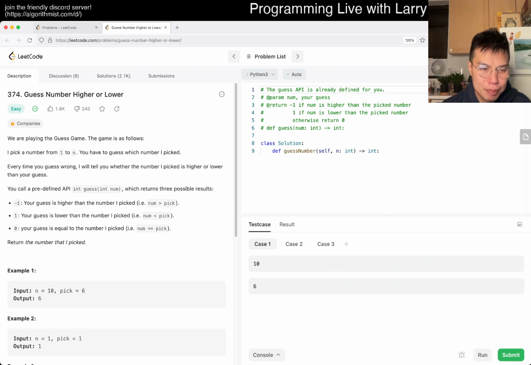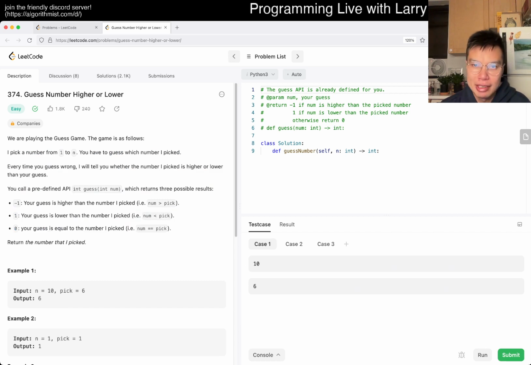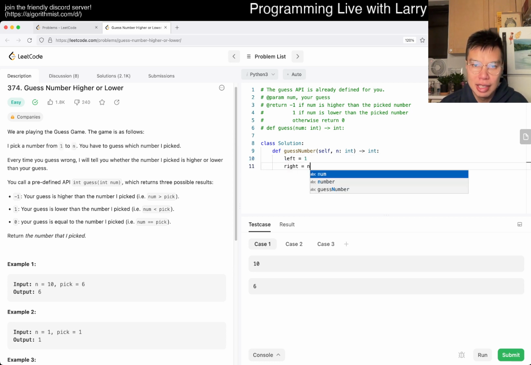Okay, let's see. I mean, this is clearly just binary search, and definitely you need to practice this. So let's play around with this. What can n go? Oh, n is from 1 to n. So 1 to n is inclusive. So let's do it. Left is equal to 1, right is n. Oops, where does num even come from? Okay.